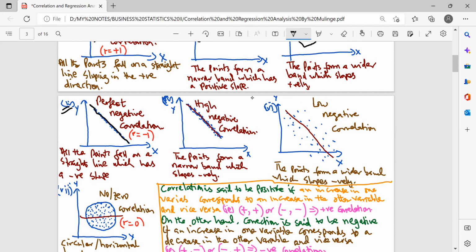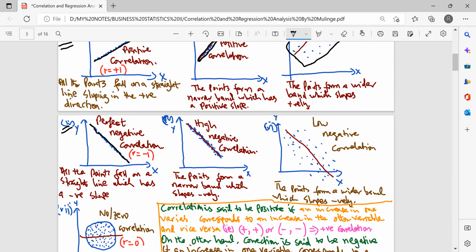Then if the points are sloping downwards and they are close to each other, they form a narrow band of points, but they don't form a straight line, we say that there is high negative correlation. Then finally, if you plot the points and you observe that there is evidence of negative slope, or sloping downwards, and the points are far apart from each other, you can say that there is low negative correlation.